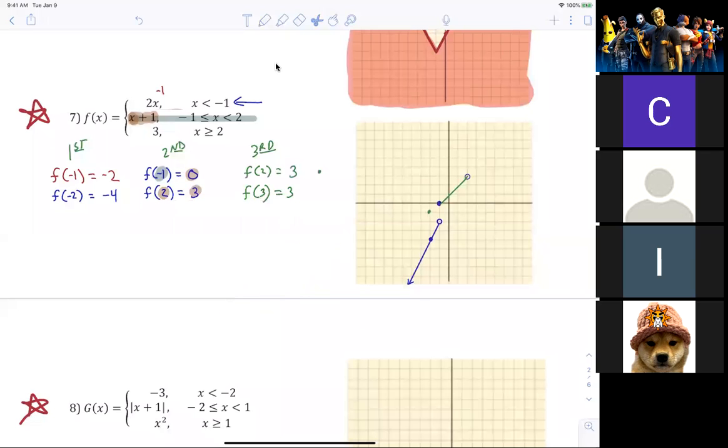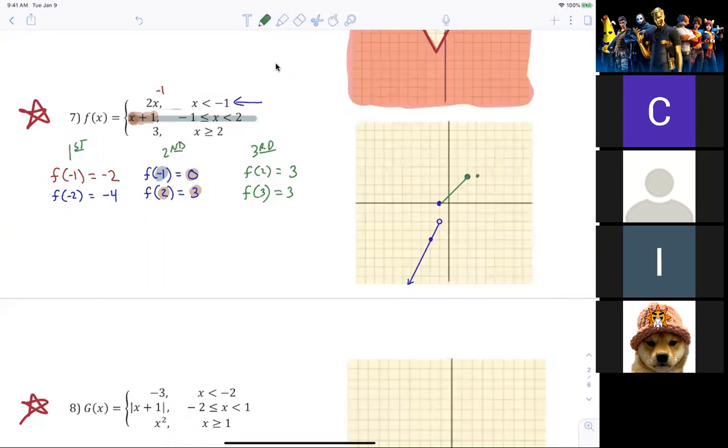At 2, now what's nice? 1, 2, 3. It actually filled in the hole. Does everybody see that? And then f of 3 is 3. 1, 2, 3.